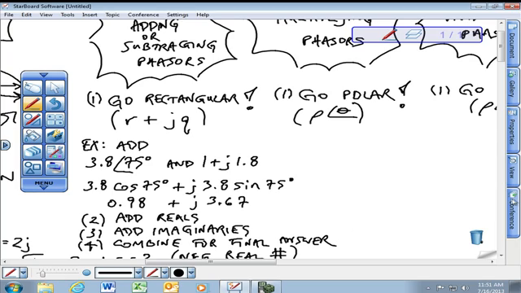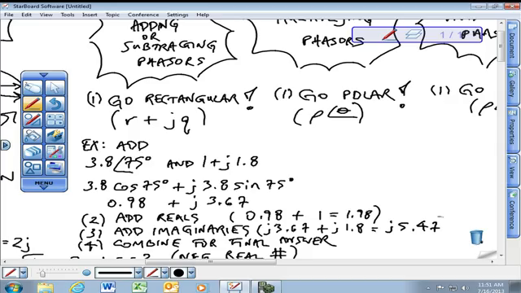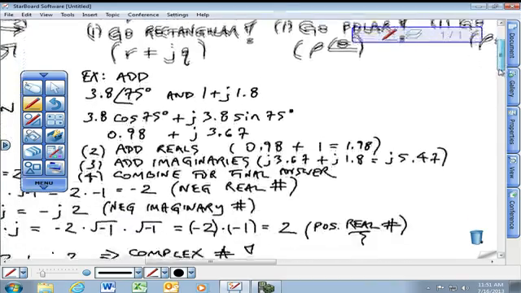All right, so add reals. What do you mean add reals? There's your 0.98, and you're going to add that to 1, all right? And when you add this real portion to this real portion, you come up with, of course, 1.98. Add imaginaries. So your imaginary portion, that's your J 3.67. Add that to this imaginary portion, J 1.8. When you add these up, you get a J 5.47.